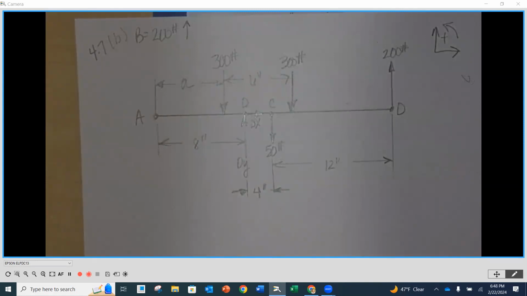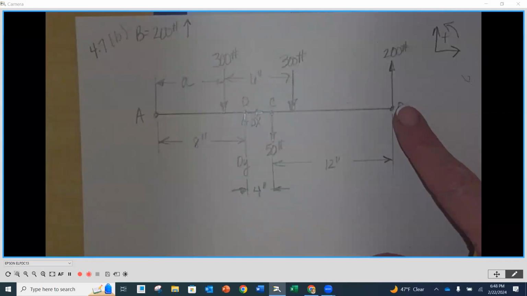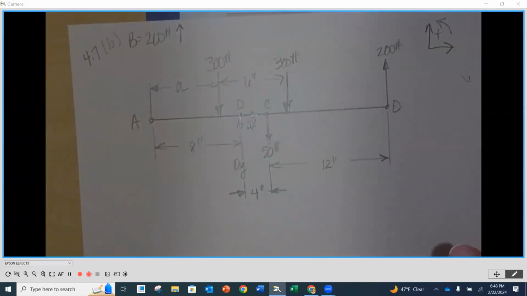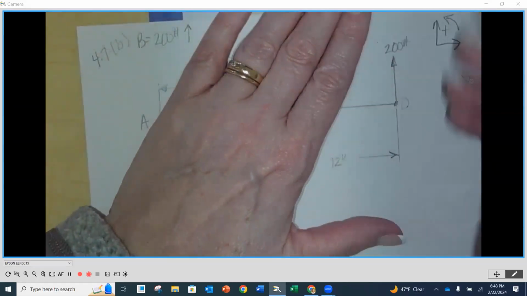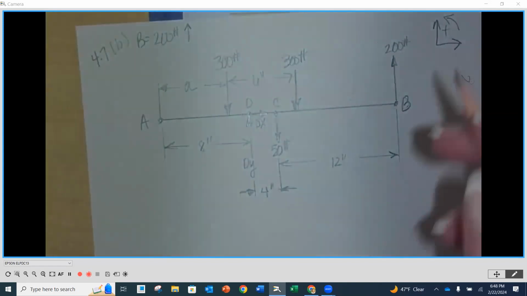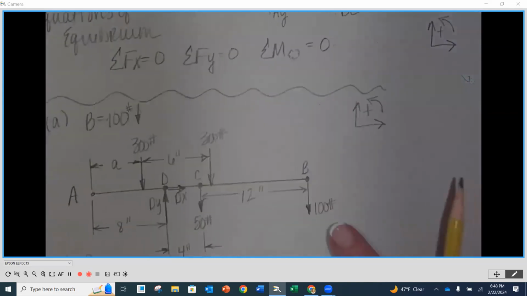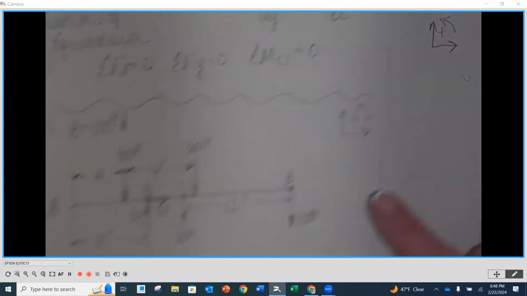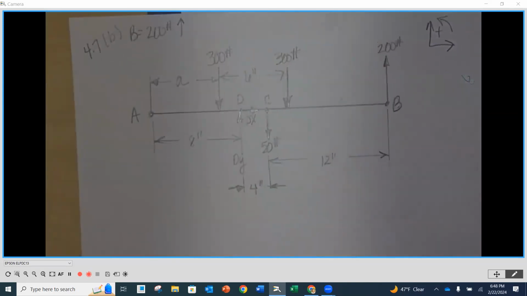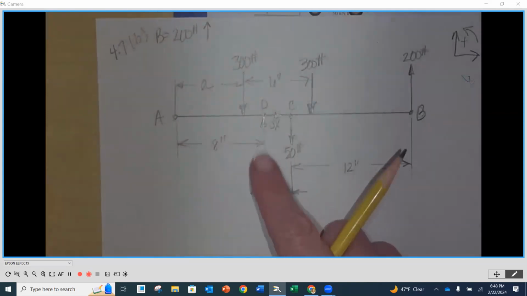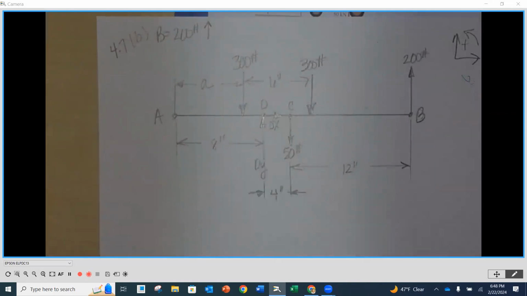So as you can see, B is usually on the end, right? There's B. Now it's going up. Last time it was going down. Going up this time. And we still have Dx and Dy. Dy will be a different value. Dx will still be 0.